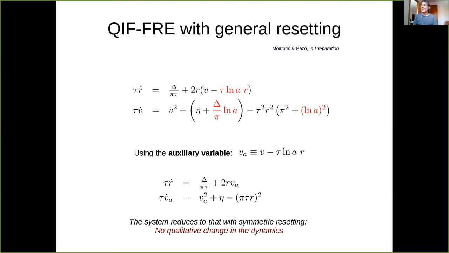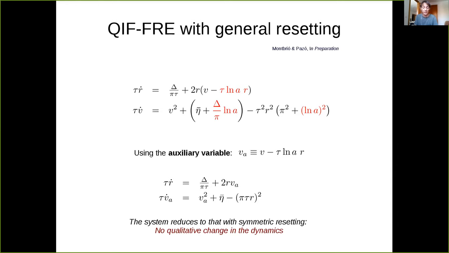Okay, so this is not so good, but perhaps yes. This result is not offering anything new, so there are no qualitative differences between the mean field dynamics.